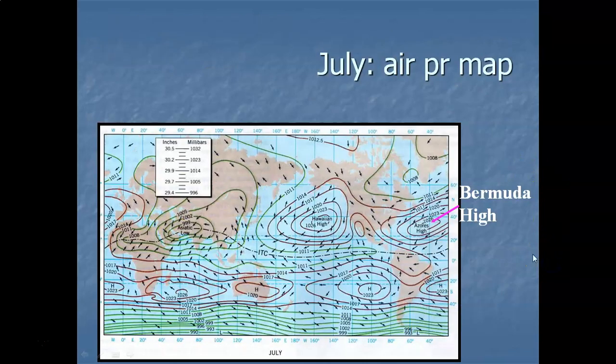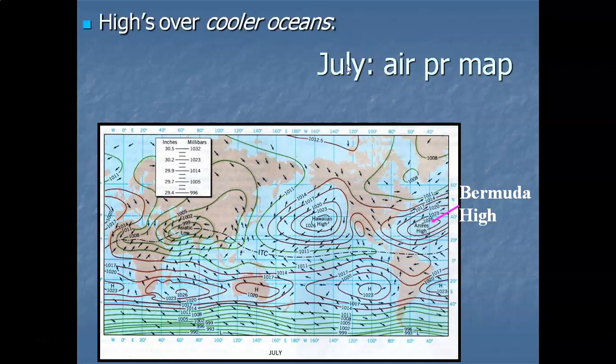Now let's look at summertime in the northern hemisphere. And again, we're just focusing on the big high pressure systems that develop. Now, again, you've got to think of what surface is cooler in summertime. And indeed, it's the oceans.